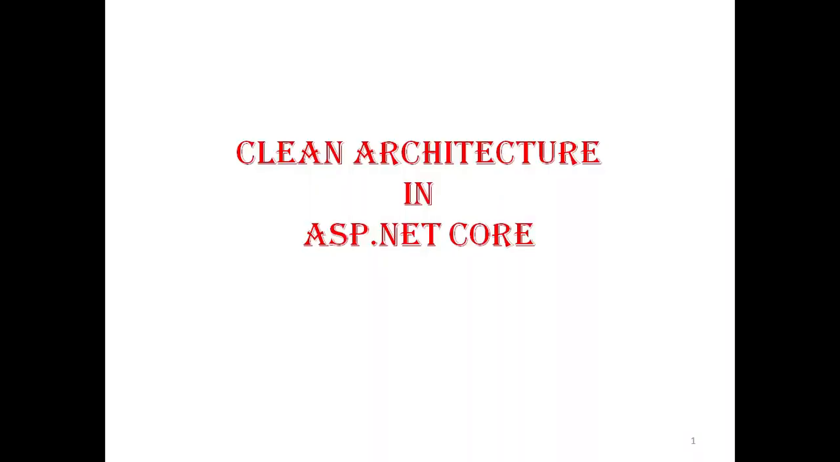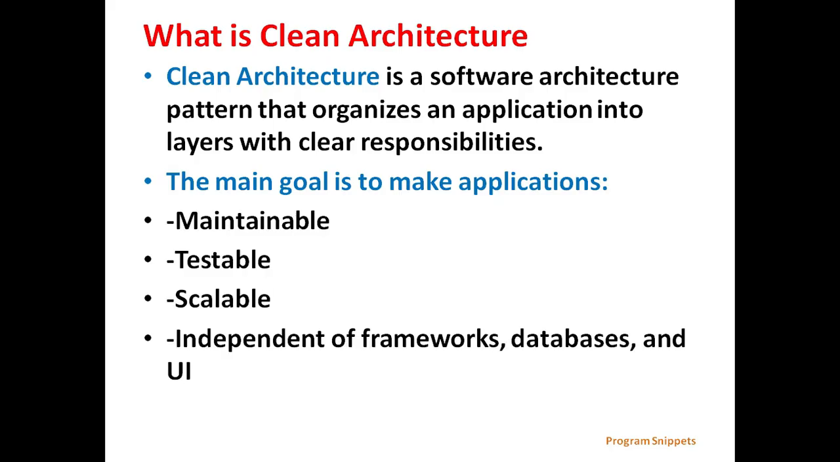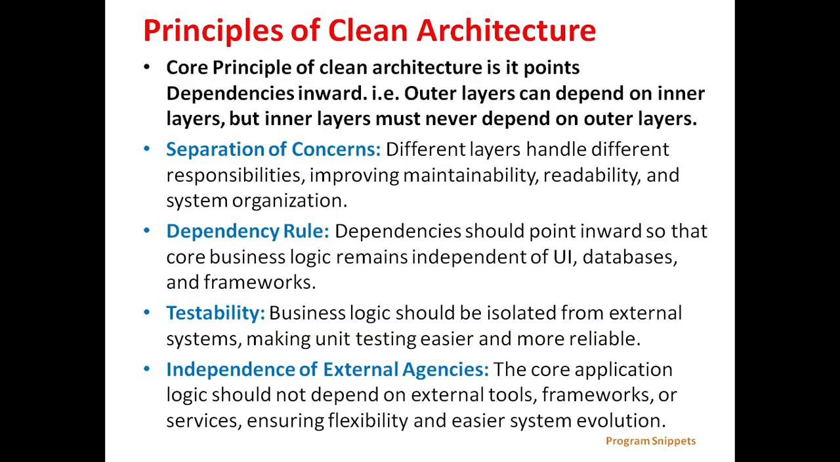Here we will see clean architecture in ASP.NET Core. Clean architecture is a software architecture pattern that organizes an application into layers with clear responsibilities. The main goal of making an application with clean architecture is to make it maintainable, testable, scalable, and independent of frameworks, database, and UI. The core principle of clean architecture is to point the dependencies inward.